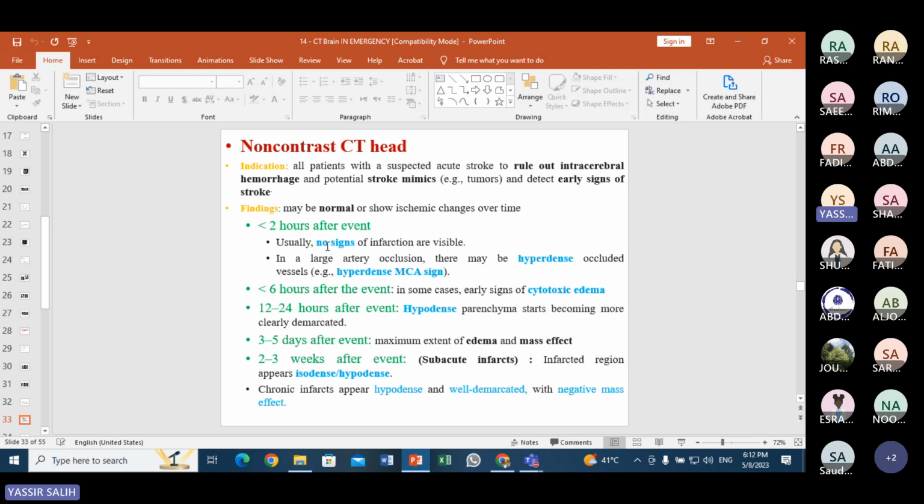طيب مشكلتنا احنا السي تي، الابيرنس بتاعت ischemic stroke differ from time to time. فالfindings يعني بتختلف according to the time. This CT may be normal or show changes at different times. فلذلك نشوف مثلا in less than 2 hours، يعني after 2 hours of the event, usually the CT is normal, no signs of infarction are visible.